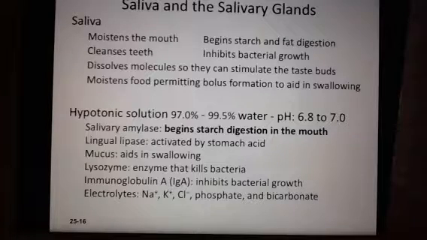And so the saliva itself is made up of mostly water, but there are some other things in there. The enzyme to begin the starch digestion is called amylase. There's also some lipase that is activated by the stomach acid, mucus that helps us swallow, enzymes that kill bacteria, immunoglobulin A that inhibits bacterial growth, and then electrolytes as well. But mostly water. The pH of our saliva is from 6.8 to 7, so mostly water, but all of those other important components as well.